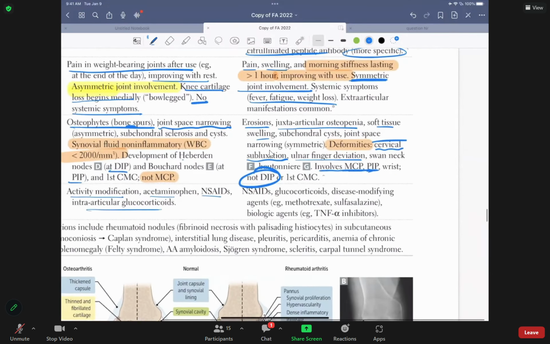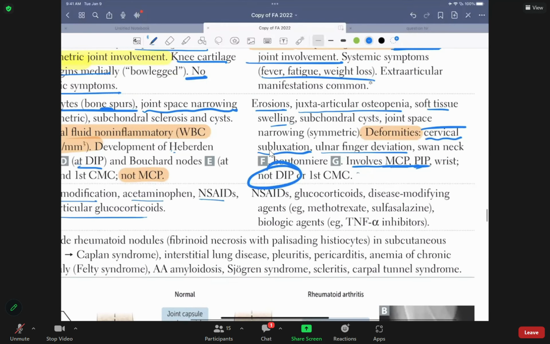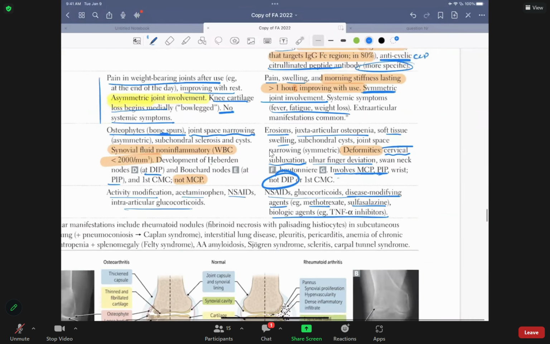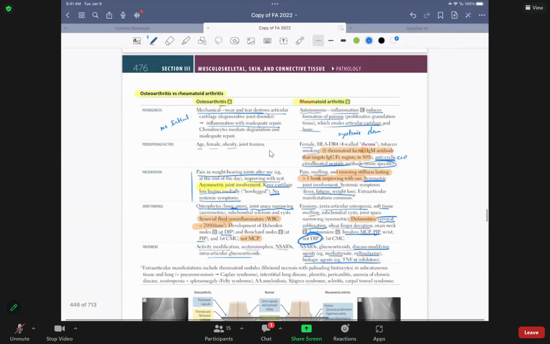Now, when you go to rheumatoid arthritis, similar, but we add more medicine: disease-modifying agents, methotrexate, sulfasalazine, biologic agents, TNF-alpha inhibitors and stuff. What do we have to do before we prescribe TNF-alpha inhibitors? PPD test must be done. Remember, you are inhibiting TNF-alpha. Okay, so all these are features to differentiate osteoarthritis and rheumatoid arthritis.